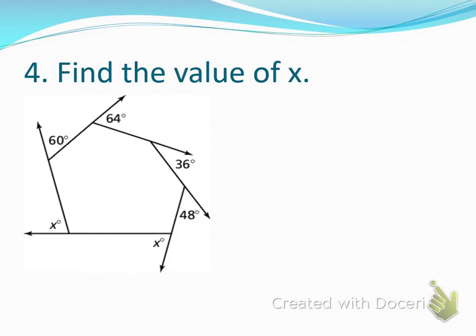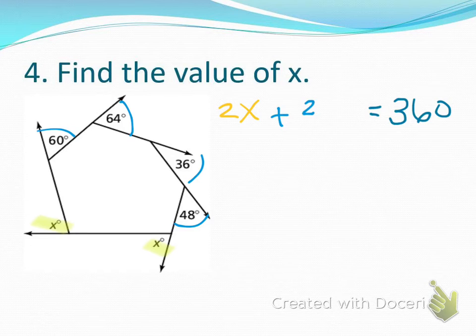So how many degrees do all of these add up to? 360. So you can add x and x, which makes 2x. And then you can add 60, 64, 36, and 48. What did that make? 208. Subtract it, divide by 2, and x equals 76. Good.